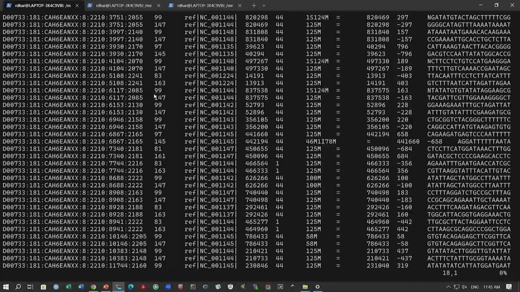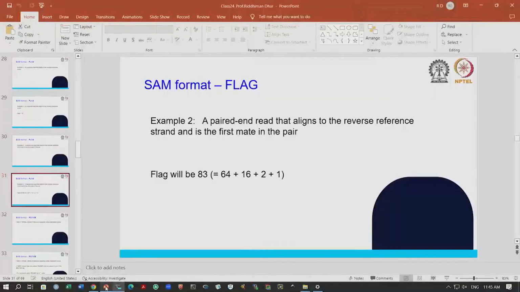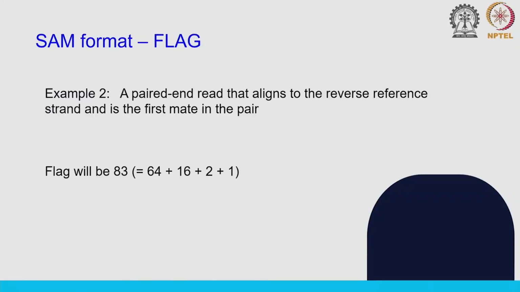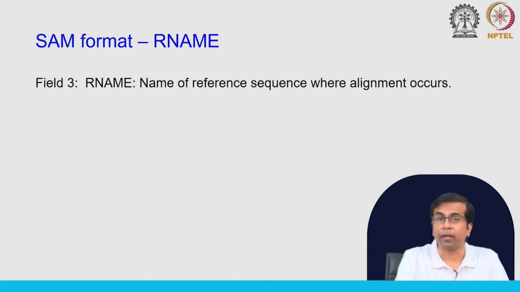Okay. So, we will keep this open, but we can now go back to the presentation and look at the other fields after this flag. Okay. So, we have described fields 1 and 2. Now, we can go to field 3. Field 3 describes something called R name. This is the name of the reference sequence where the alignment occurs.